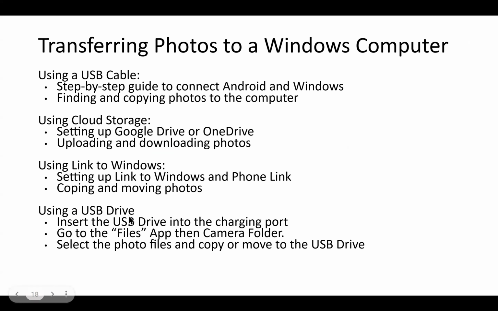You can use a USB drive. If you get a USB drive with a C connector on it, you can insert that drive into the charging port of your phone, go to the Files app, then the camera folder, select the photos to copy or move them to the USB drive, and then send them to the computer that way. So there's 4 different ways you can do it.